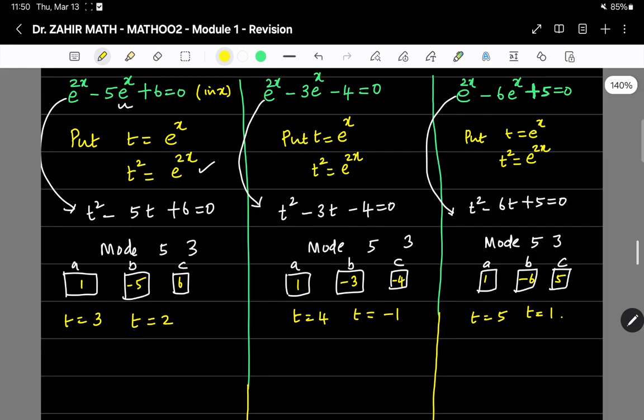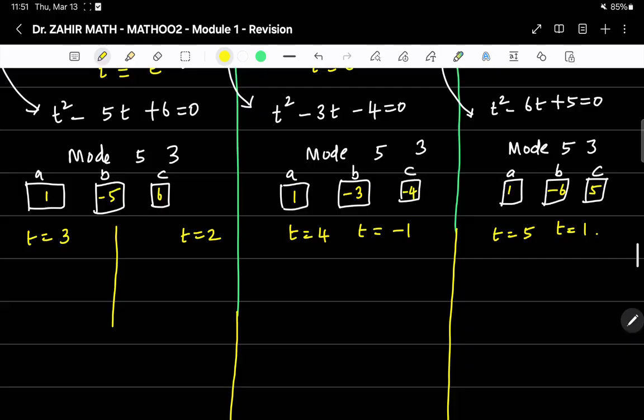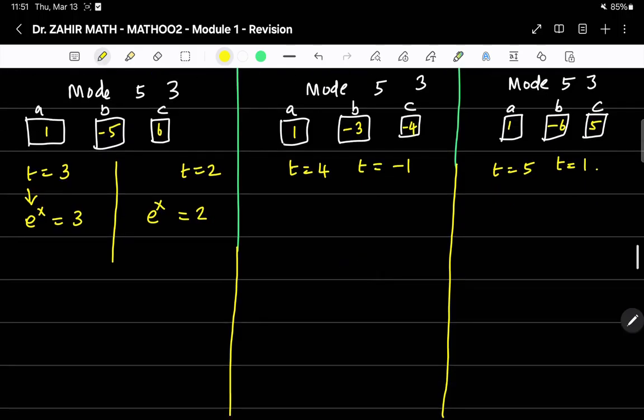So t is equal to 3 and t is equal to 2, right? Let me put a line. What is your t? Your t is e power x. So e power x is equal to 3, and e power x is equal to 2. Let me solve this equation. We want the value of x.